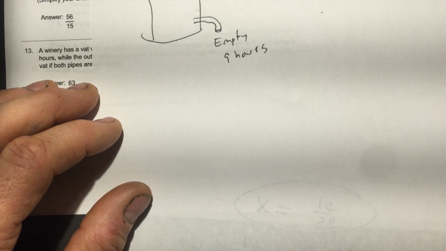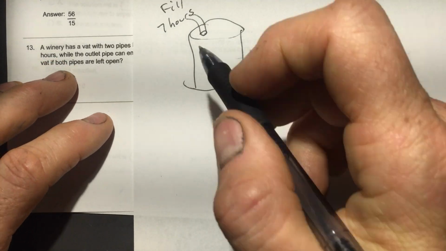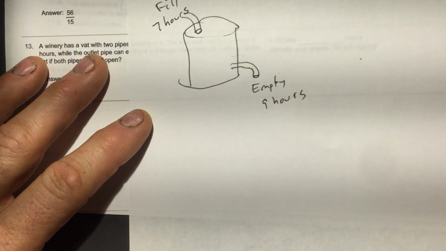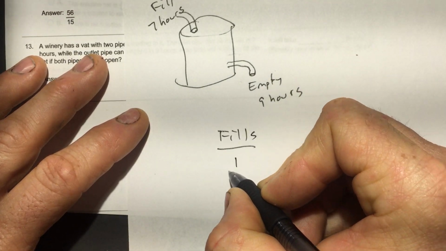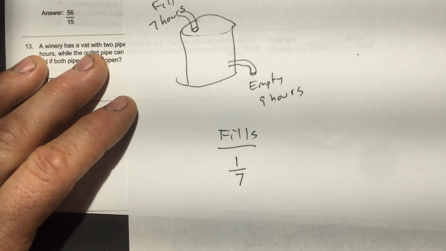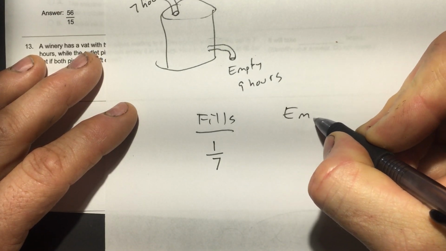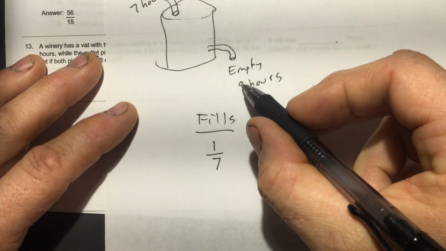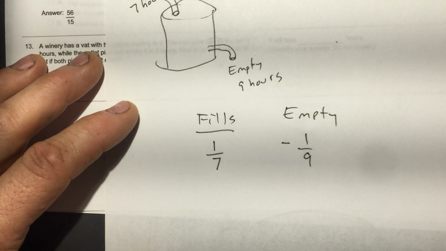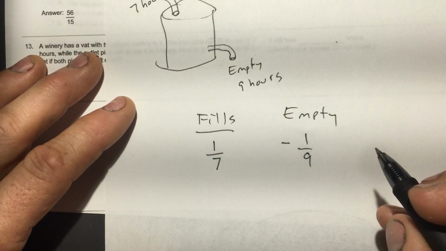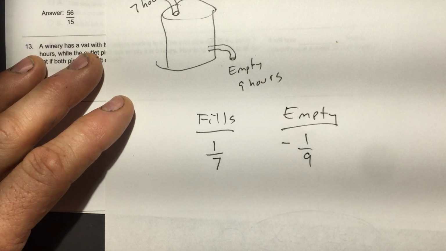So what we have is this. The one that fills it fills in 7 hours. So how much can it do in 1 hour? All right, it takes 1/7. It does 1/7 per hour. And then the empty one, it does it in 9 hours, so it's 1/9. But it's emptying, which means it's a minus. Okay, so it empties 1/9 of it per hour.